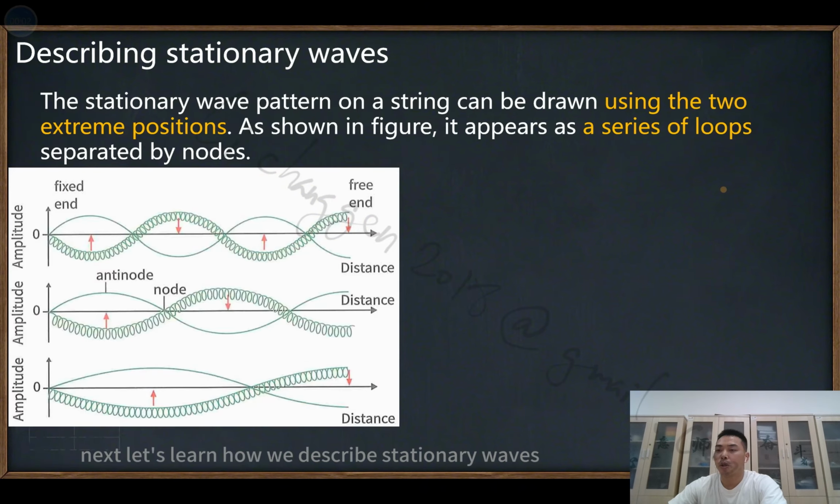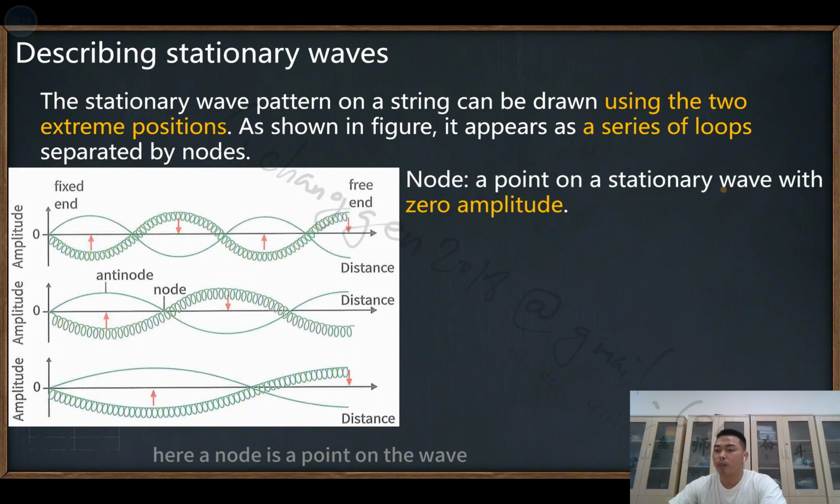Next, let's learn how we describe stationary waves. We can draw the wave pattern of a stationary wave using two extreme positions. Just as shown in the figure, the stationary wave on a spring shows a series of loops separated by special points. These special points are called nodes and antinodes.